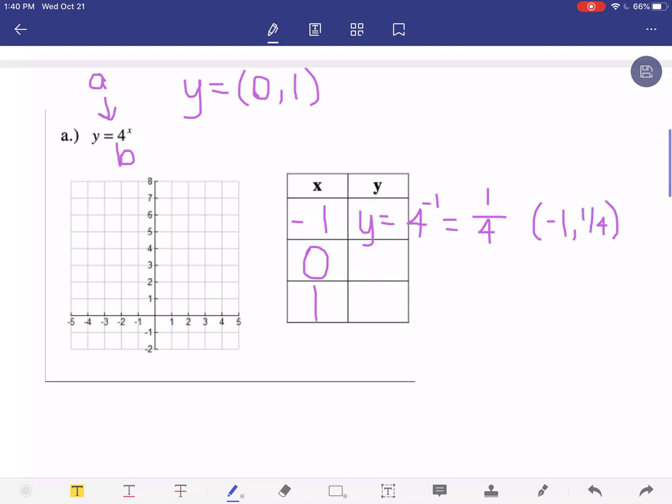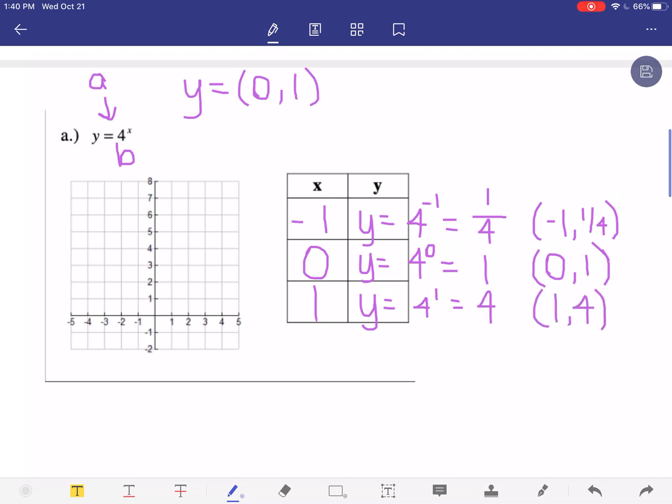For 0, if I plug 0 in for the x, I get 4 to the 0 power. And remember what your exponent rule says, anything to the 0 power is 1. So our ordered pair is 0, 1. And the first power, y equals 4 to the first power, would of course be 4. So your ordered pair there is 1, 4.